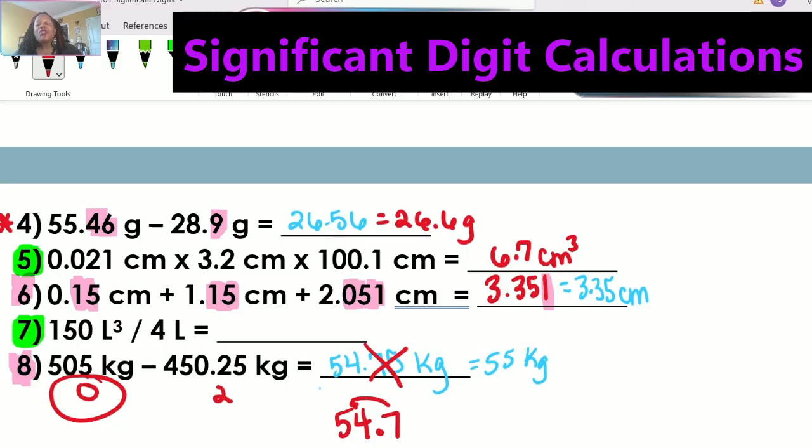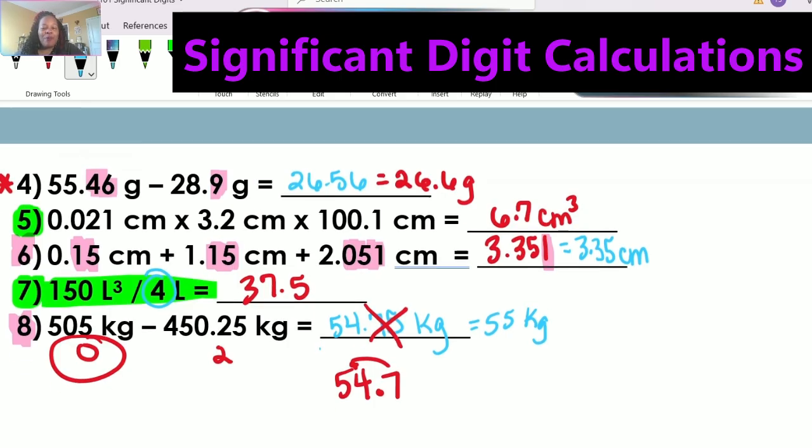$150 liters cubed divided by 4 liters. Let's see what you guys get for that one. 150 liters cubed divided by 4 liters. So this is what the calculator gives you. Yes, it gives you 37.5, but you only need 1 significant digit. Remember that, guys. You only need 1 significant digit.